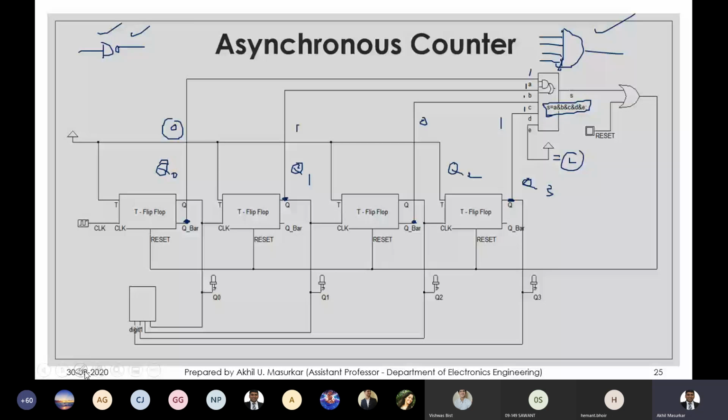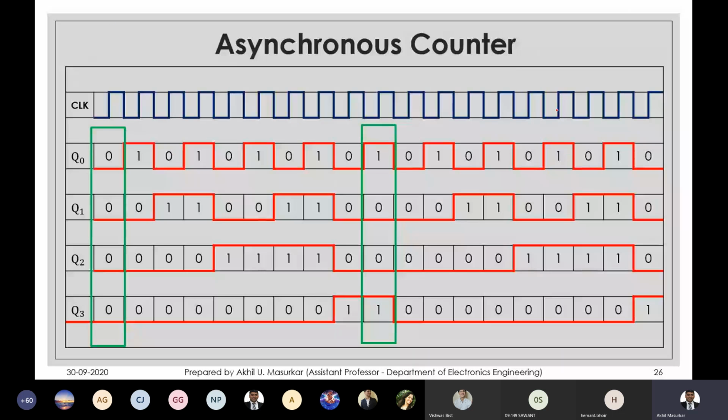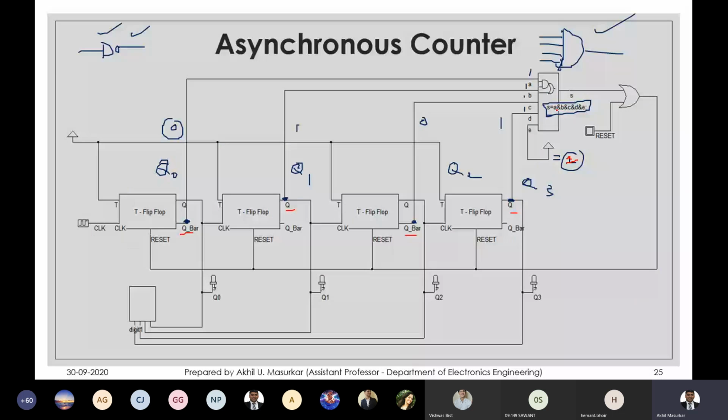So here we have Q bar, Q bar. So those who have completed this, you can consider drawing the timing diagram.